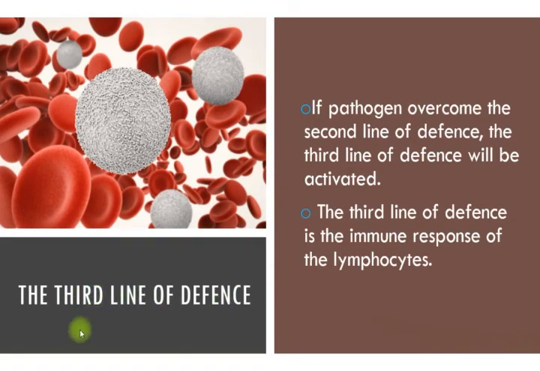Okay, next we go to the third line of defense. If the pathogen overcomes the second line of defense, that means the pathogen can fight the second line of defense and successfully enter into the body, so the third line of defense will be activated. The third line of defense is the immune response of the lymphocyte.